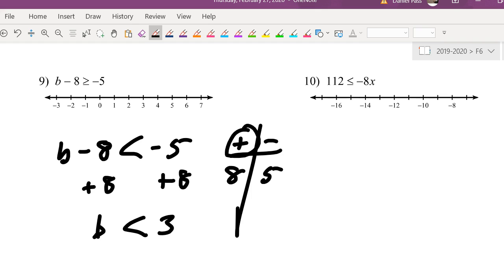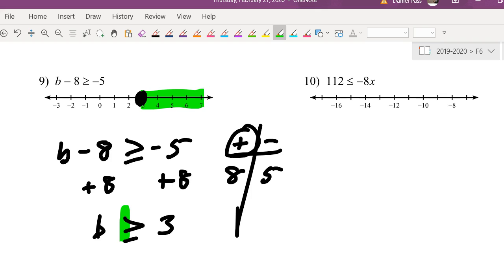Do we change the sign? No, because we did not multiply or divide by a negative. You're getting smarter every second. Oh, I wrote the wrong sign. Good job. It's going to the left. Okay, so closed circle on 3. Go to the right, because it's on the open side. Open always goes to the right.